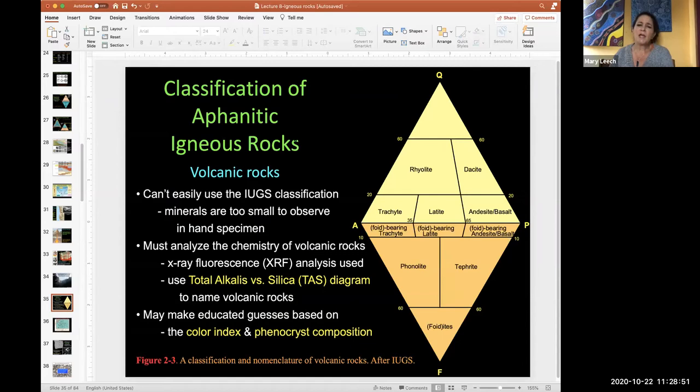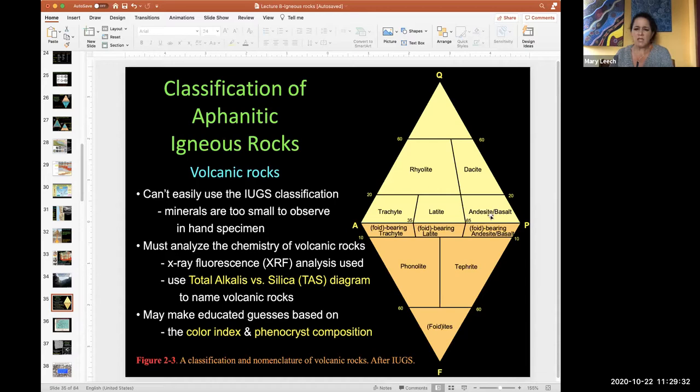Okay, I showed you a diagram that used quartz, K-spar and plagioclase to name the plutonic rocks. This is the same diagram, but for volcanic rocks. And we don't use this diagram for volcanic rocks because they're too fine grained to see the K-spar, the plag, and the quartz most of the time. It doesn't even include andesite and basalt down here in this plagioclase corner. So we don't use this. It's not really helpful because we can't estimate the percentage of those different minerals. So we don't use it.